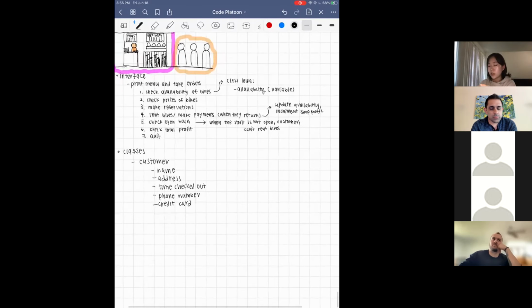And then we would need to come up with a shop class. And can anyone list any attributes that the shop would have? Inventory. Of the bikes? Yeah. Yep. So that could be an array of bike objects.